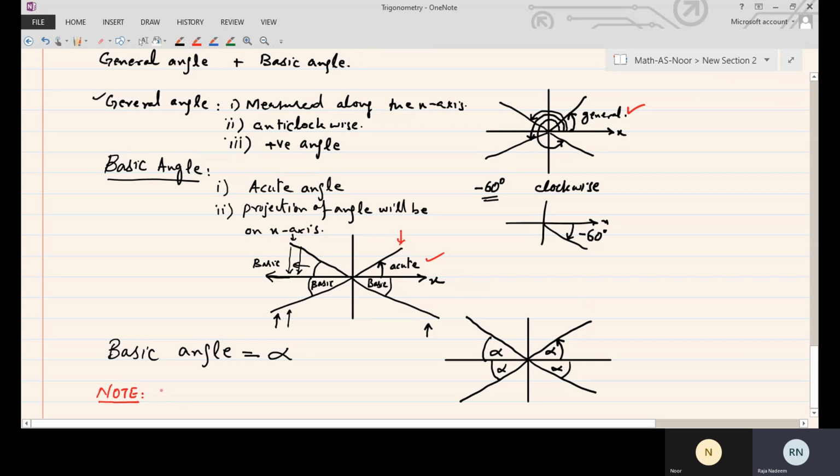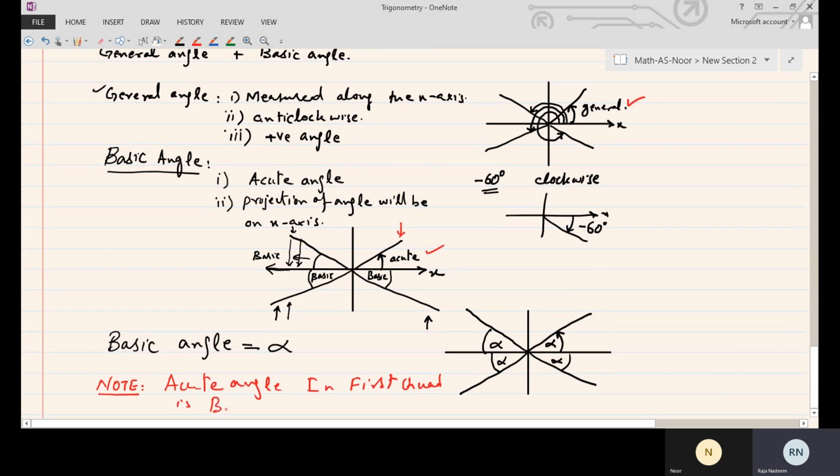So the note is: an acute angle in the first quadrant is basic and general both. So in the first quadrant we'll have no discussion. According to the situation we say it's a general angle, and we can also say it's a basic angle.